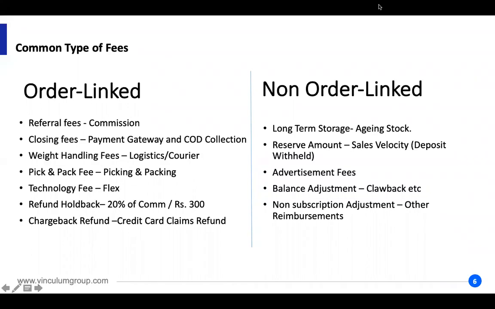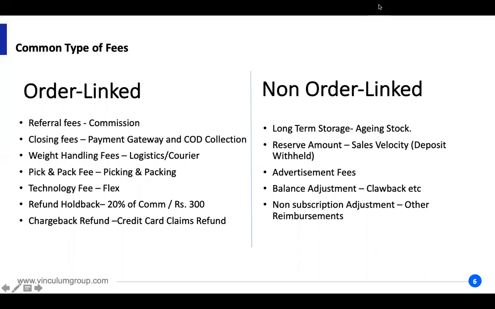In terms of the Flex method of doing business, there is a technology fee that Amazon Flex charges you, which is also on a per unit level. One of the charges, which is the common type, is called refund holdback, which means that if you have shipped a product to a customer and the customer has returned it due to any reason, Amazon withholds 20% of the commission or rupees 300, whichever is higher or whichever is lower.